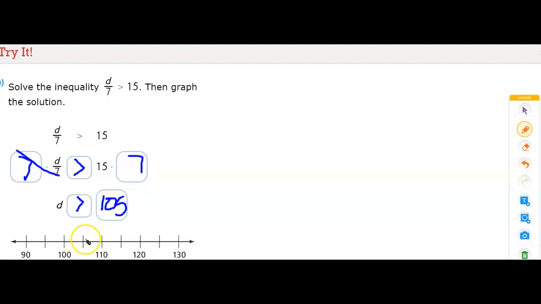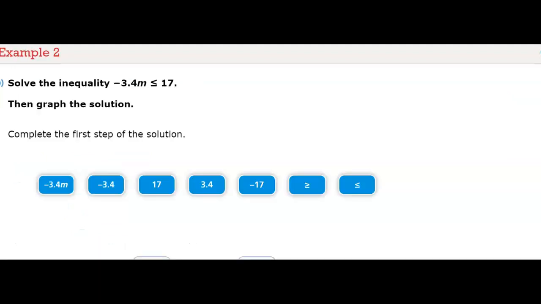So we look for 105, which is about here. And this is going to be an open circle. And d is greater, so the arrow will go to the right to show all the possible solutions that are greater than 105. It's an open circle because d cannot equal 105, but it is any number greater than 105.